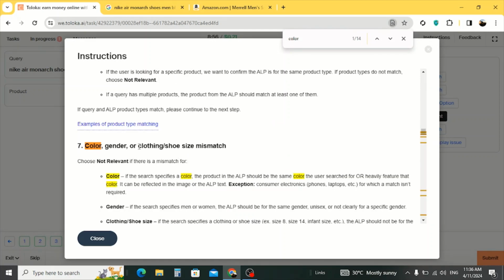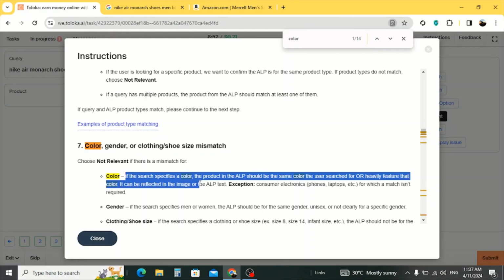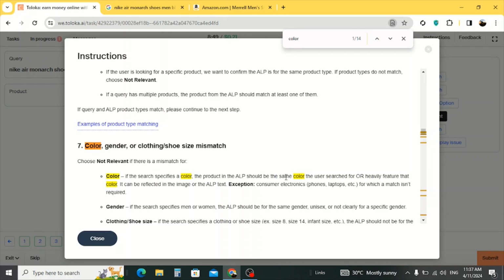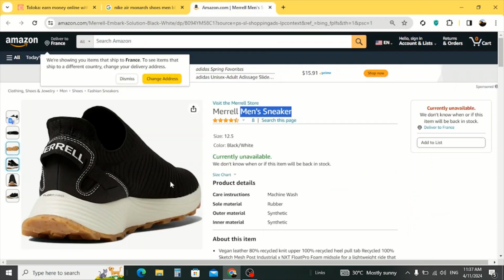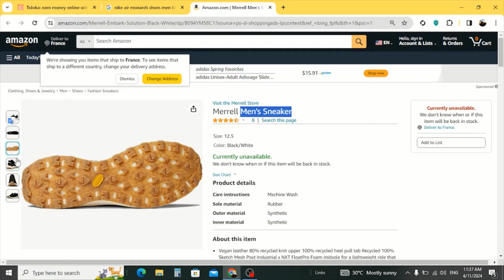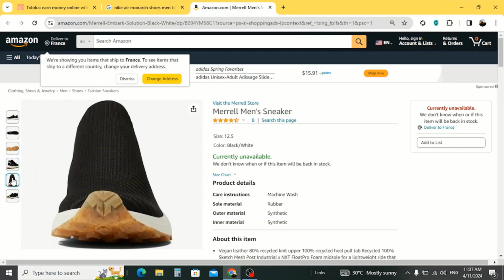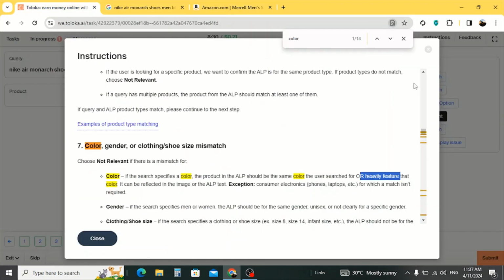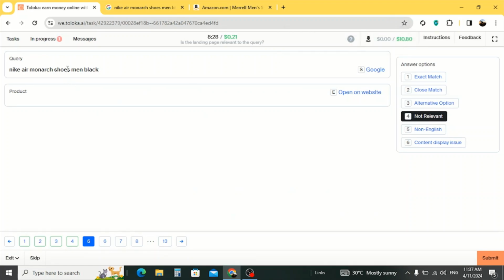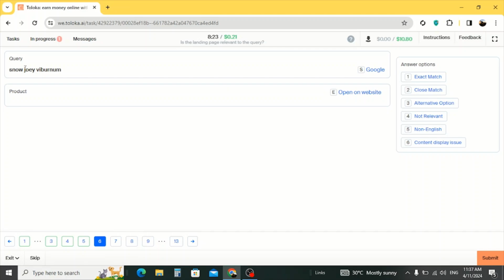Color or clothing shoe size mismatch. In case of color, if the search specifies a color, the product on the ad landing page should be of the same color the user searched for, or heavily feature that color. It can be reflected in the image or the ad expression. In this case, yes, it is heavily featuring black, but the white is very prominent over black. So my verdict is that a user searching for black shoes would not go for this option. Due to color mismatch, it is not relevant.